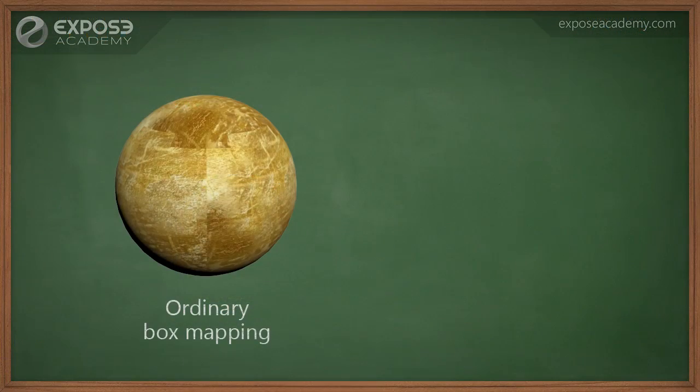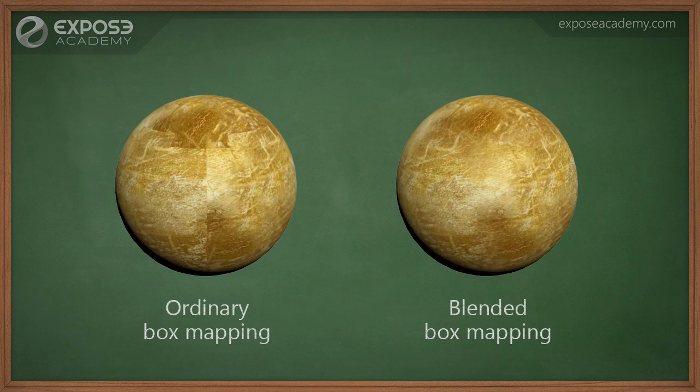This is the result of the ordinary box projection mapping, and this is the result of the new blended box mapping. You can see how the image at the projection borders has smooth or seamless transitions from one side to the other. This blended box mapping method can be extremely useful for texturing large objects such as terrains or anything that has a round shape.